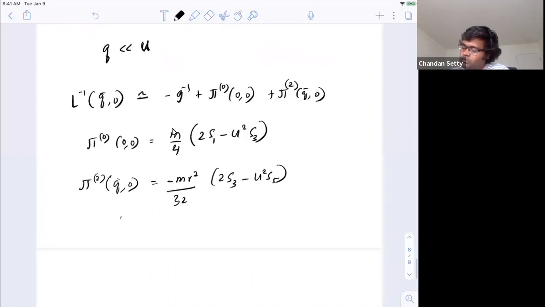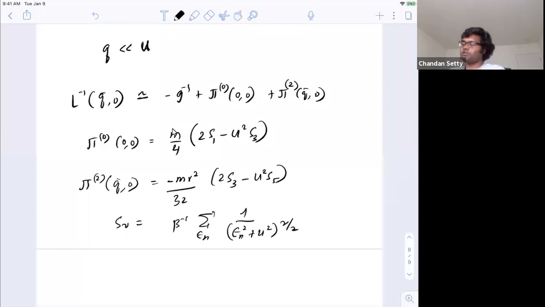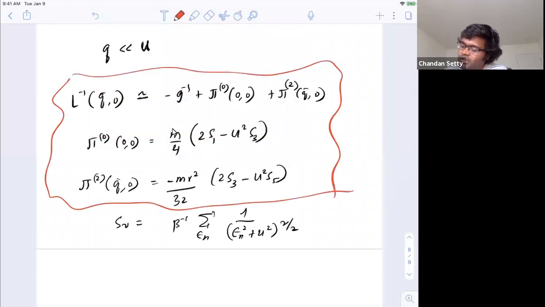Where S nu is simply beta inverse Matsubara summation, nu over 2, where nu is some odd integer. So this is the basic formula for the fluctuation propagator without the Matsubara sum. The important thing to note here is that each of these pair susceptibilities to a given order has contributions from a term that does not have a U squared coefficient, versus a term that is proportional to U squared.